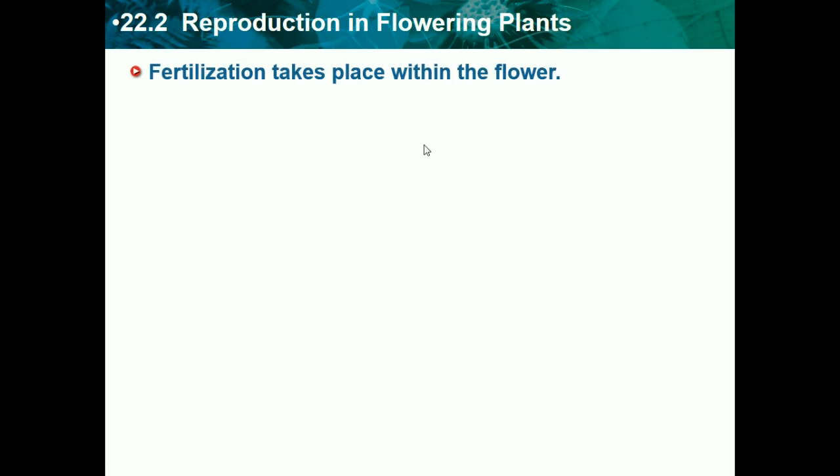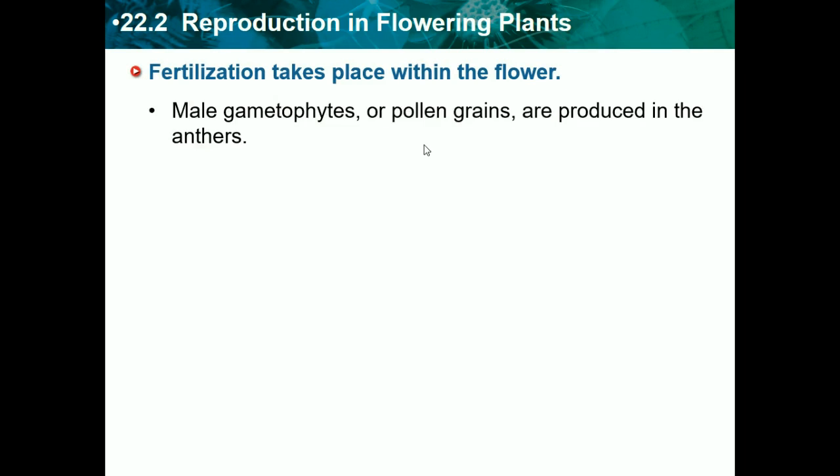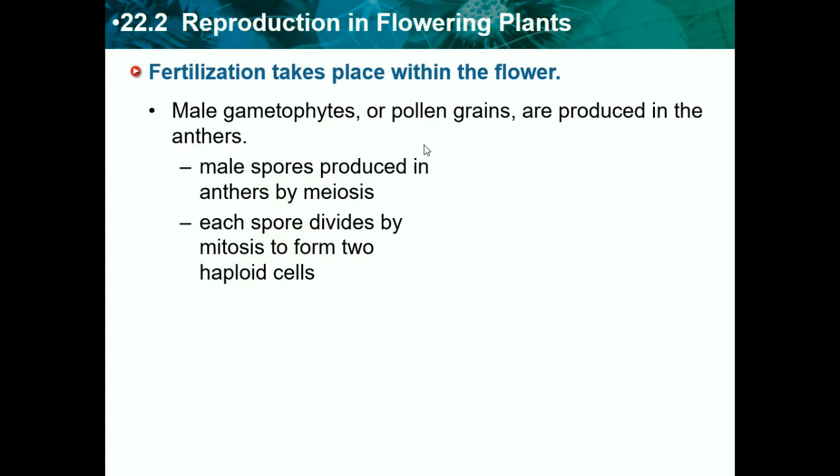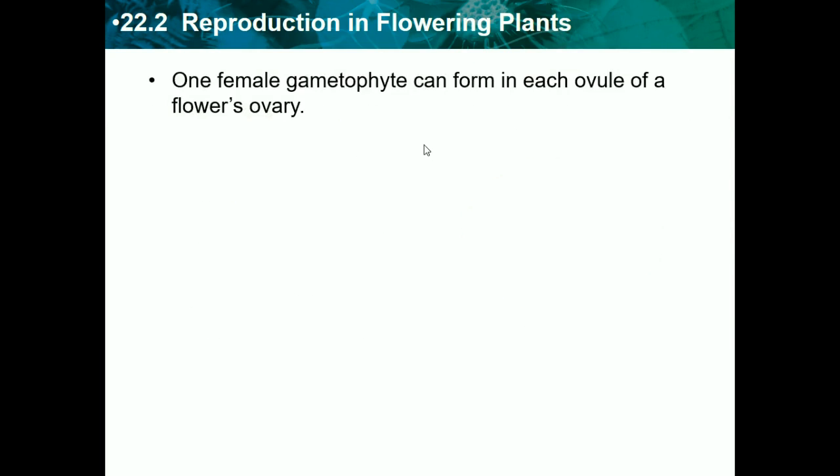Fertilization takes place within the flower. Male gametophytes or pollen grains are produced in the anther. Male spores are produced in the anther by meiosis. Each spore divides by mitosis to form two haploid cells, two cells from a single pollen grain. And that's not that important.